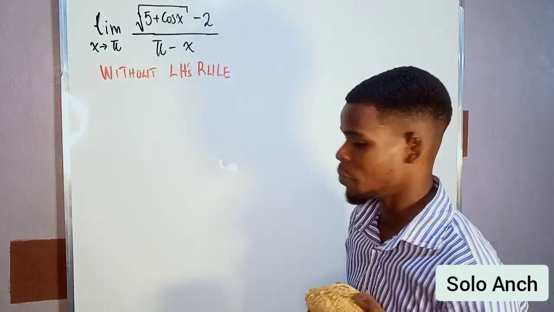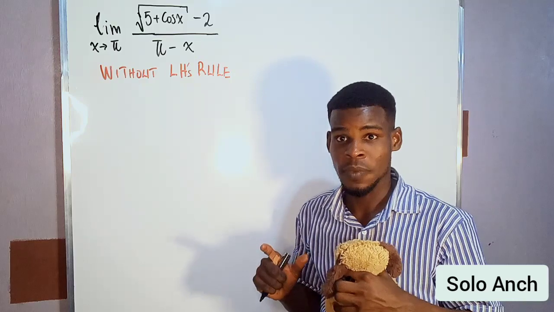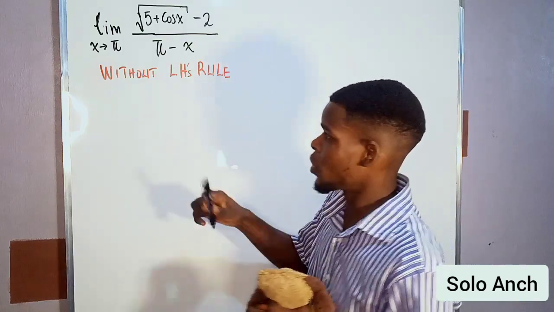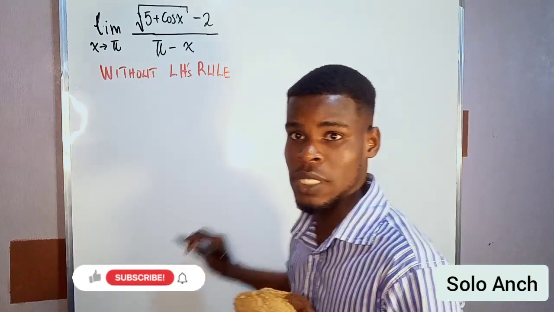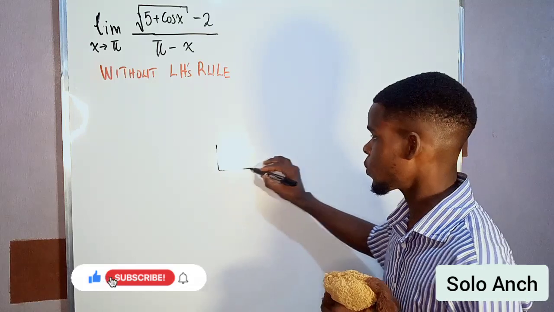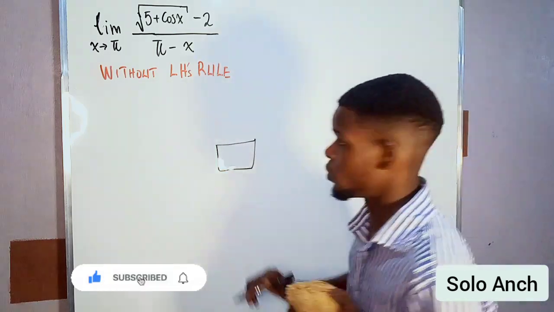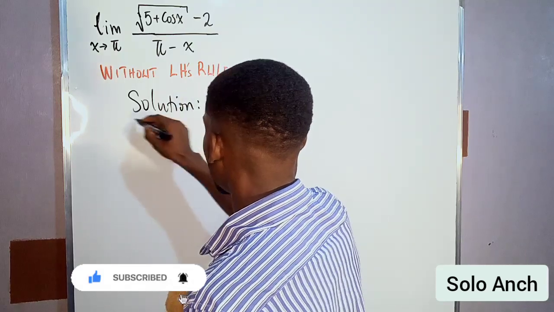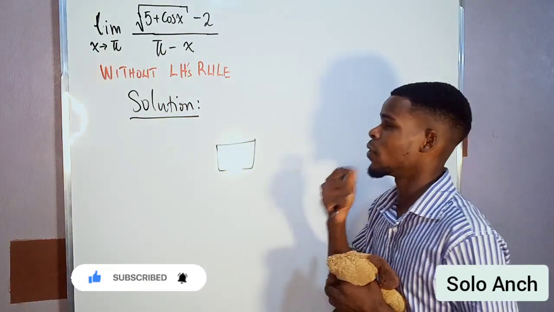By substitution, that will be a 0 over 0 situation, where we would probably use L'Hopital's rule, but we are not allowed to use it. So our solution will be without L'Hopital's rule. Let me start off with the solution. Okay, let's see what we have.